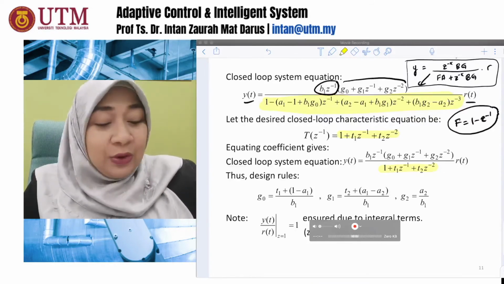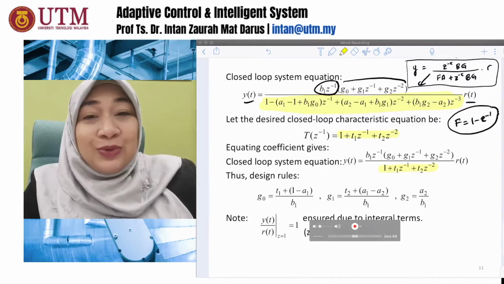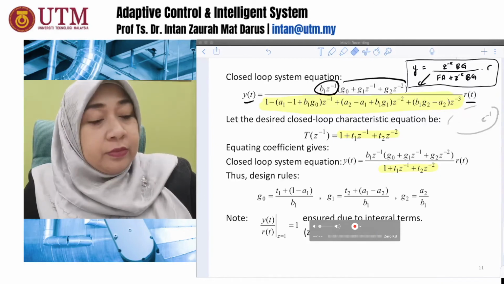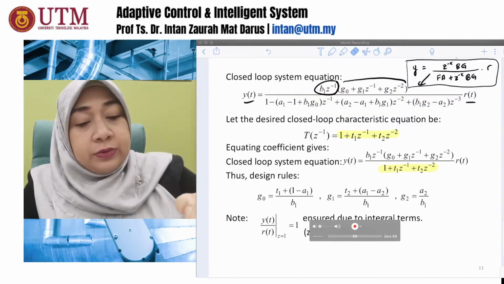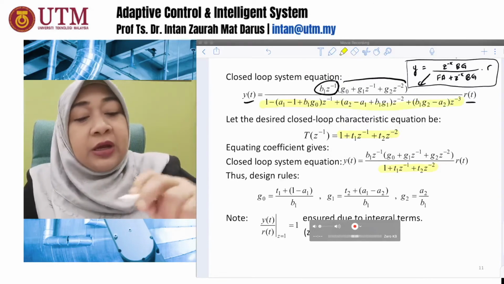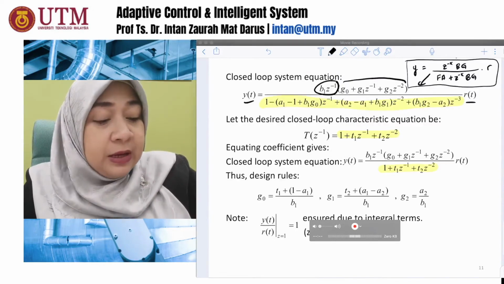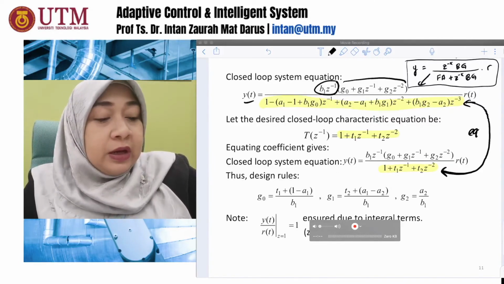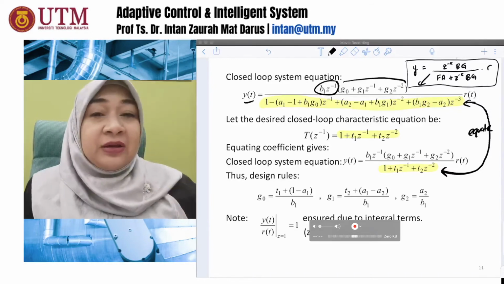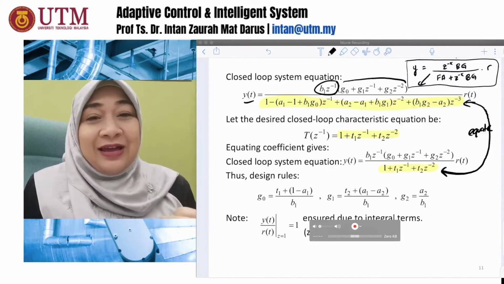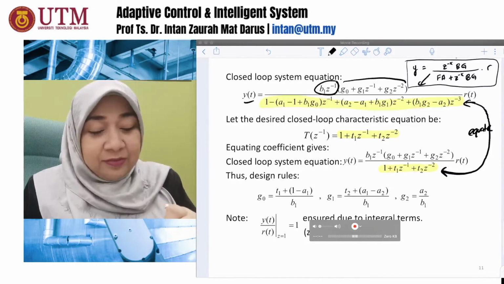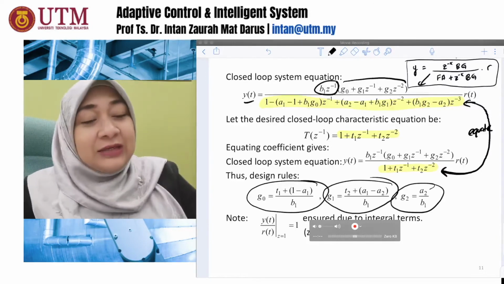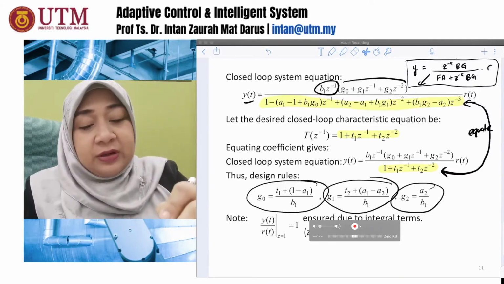But in order to do that, we need to equate the two denominators together, isn't it? So I take that closed loop system equation, the original denominator of my system, and then I convert it with that, right? So I can just equate them, and by doing that I will get the parameters of my g naught, g1 and g2. How is that so? Let's have a look. Okay, let's do that. Okay, in terms of derivation.